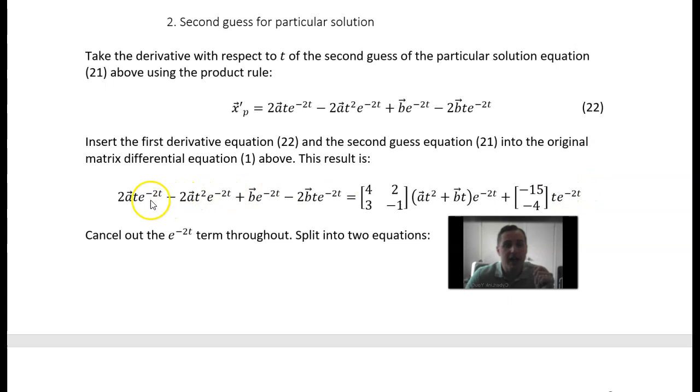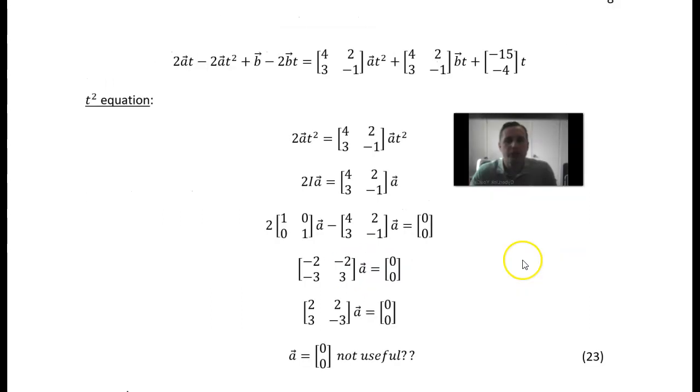Okay, notice that e to the minus 2t is in every single term, so we can divide that throughout. And then we can split into actually 3 equations. I have 2 equations here. It'll really be 2 important equations that we get solutions from, but really 3 equations, as we'll see. So here, to get started, we have eliminated all the e to the minus 2t parts.